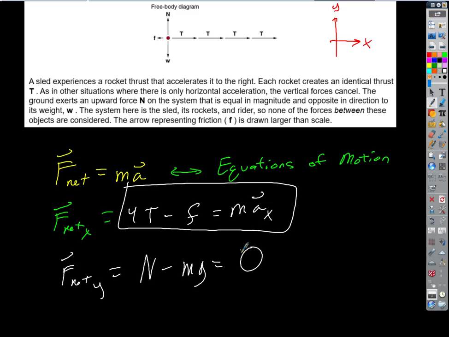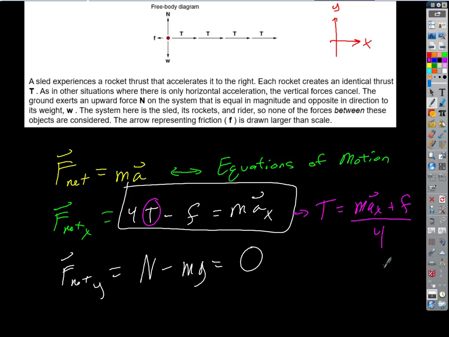Okay. All right, so then if I want to solve for t in this equation, because that's what we're trying to find, algebraically, how do I isolate t? Add f and divide by 4. Okay, good. So we'd end up with thrust equals m a sub x plus friction divided by 4. And those are all things we know, aren't they?